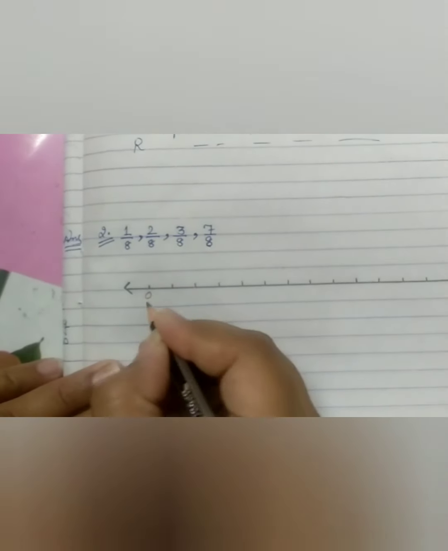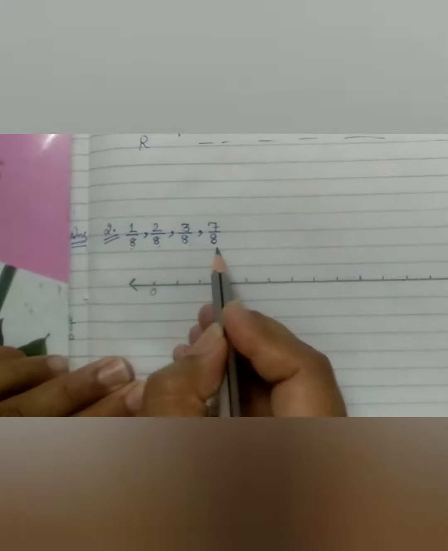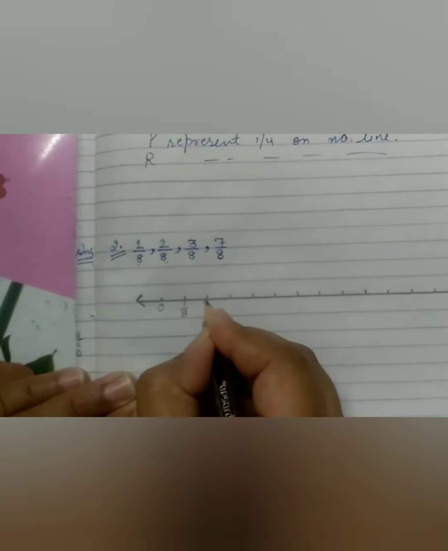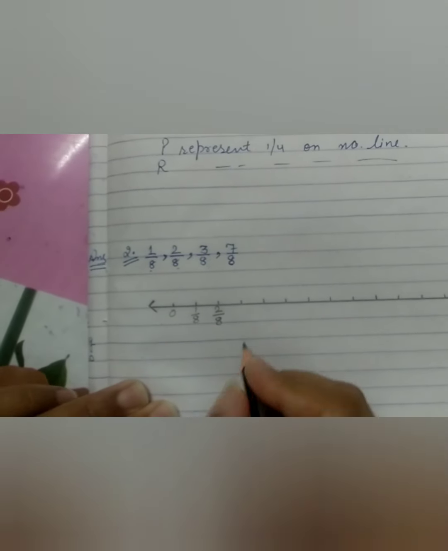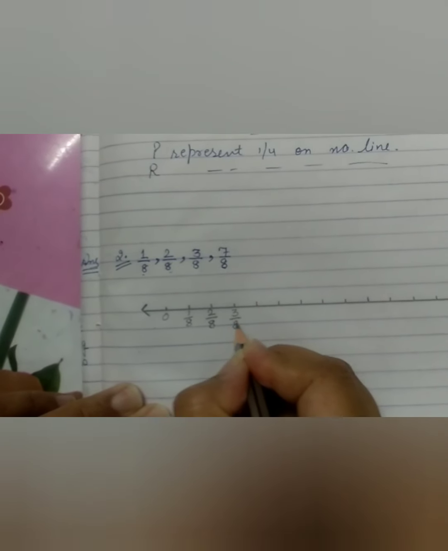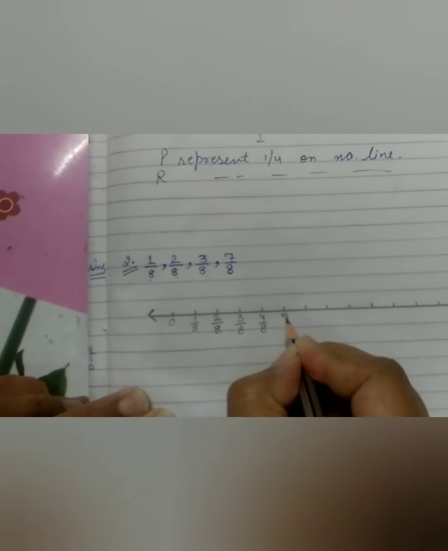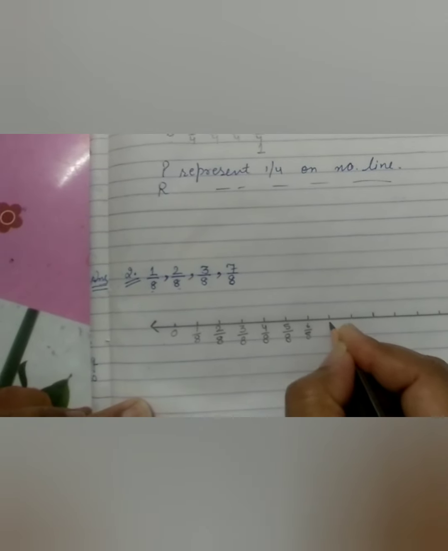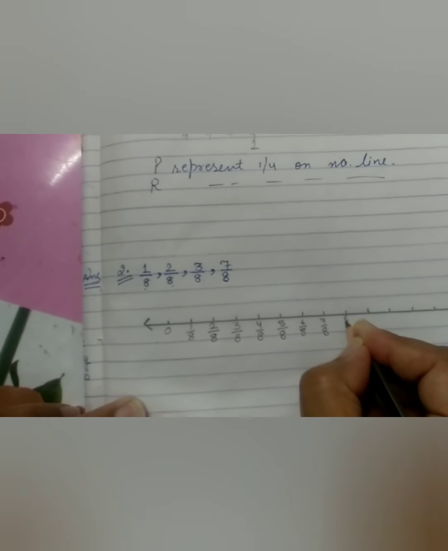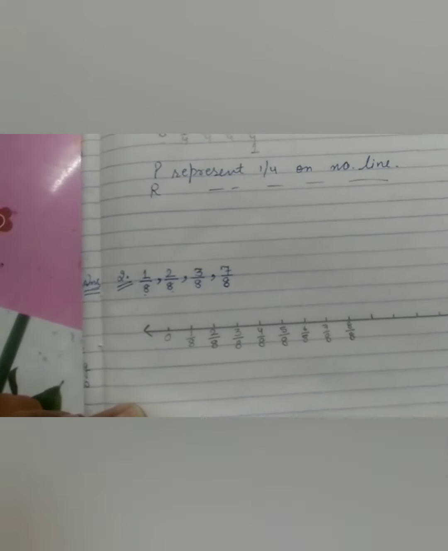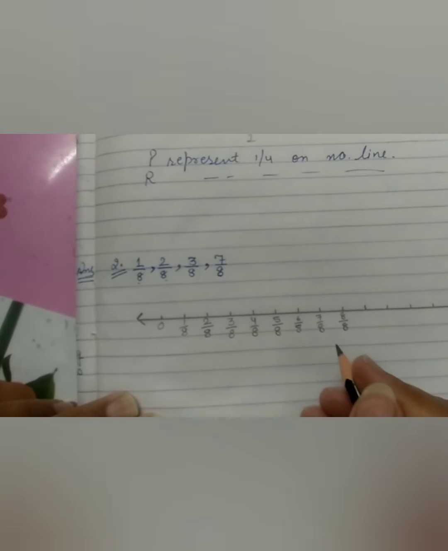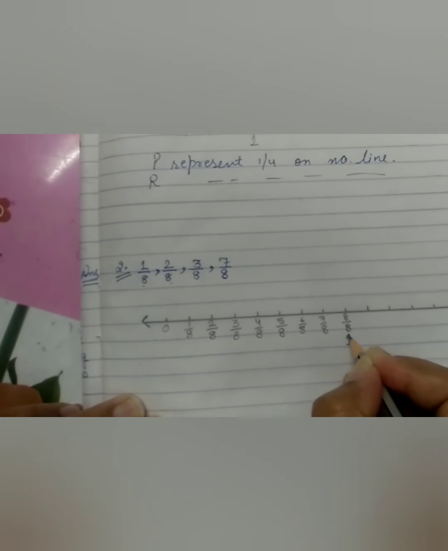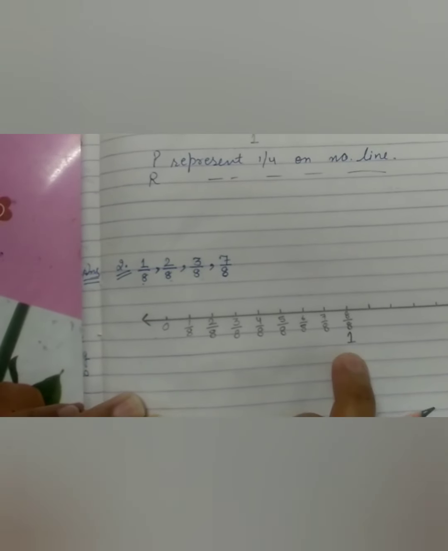We will start from 0. Now just see, the denominator is 8. So we will start from 1 by 8. Then next is 2 by 8. Then 3 by 8, 4 by 8, 5 by 8, 6 by 8, 7 by 8, 8 by 8, and we can go indefinitely. But where to stop? Here just see, 8 by 8 is 1. We got our first whole number. So we have to stop here.